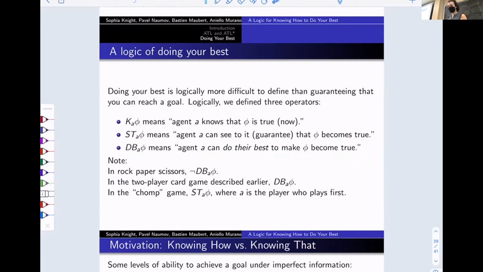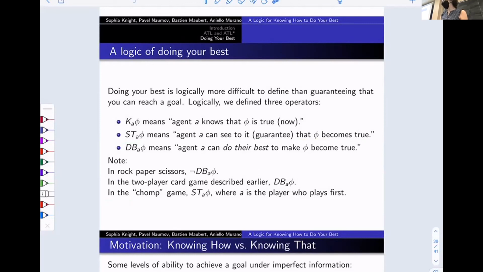And just as a couple more examples of these formulas, if you're playing rock, paper, scissors, and phi means winning, you have no way to do your best to win. There's no action you can choose that's not going to be the worst action in some situation, right? No matter what you do, it might be worse depending on what the other person does. But if we're playing that 2-player card game we described earlier, you do have a way to do your best to win. Even though you can't guarantee that you win, playing the queen is doing your best.